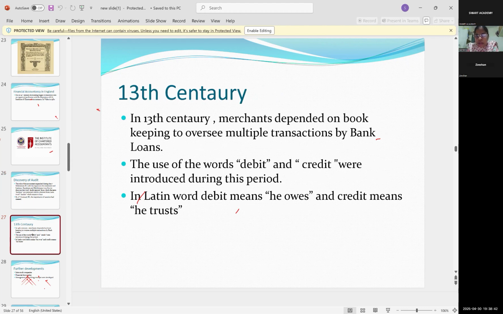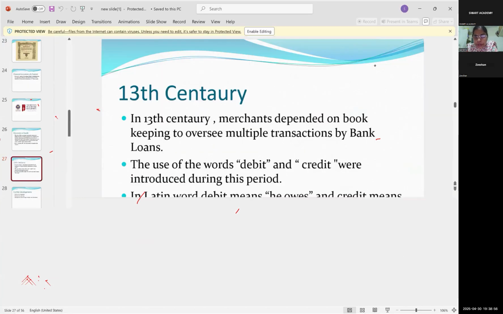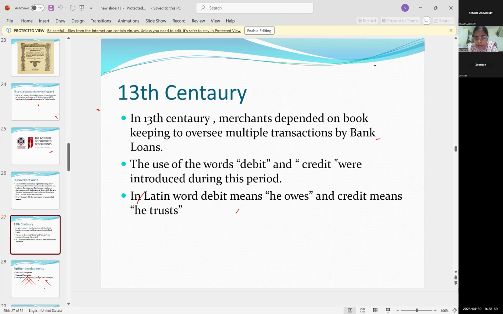Have you heard in your college about debit and credit? Yes, ma'am. Okay, later on in the class, I'll explain what is debit and credit. But for this class, understand that earlier, before, there was no debit and credit concept. The debit and credit concept was discovered, and actually, they both are Latin words. These words, debit and credit, were discovered in the 13th century. And what does debit mean? He owes. And credit means he trusts.